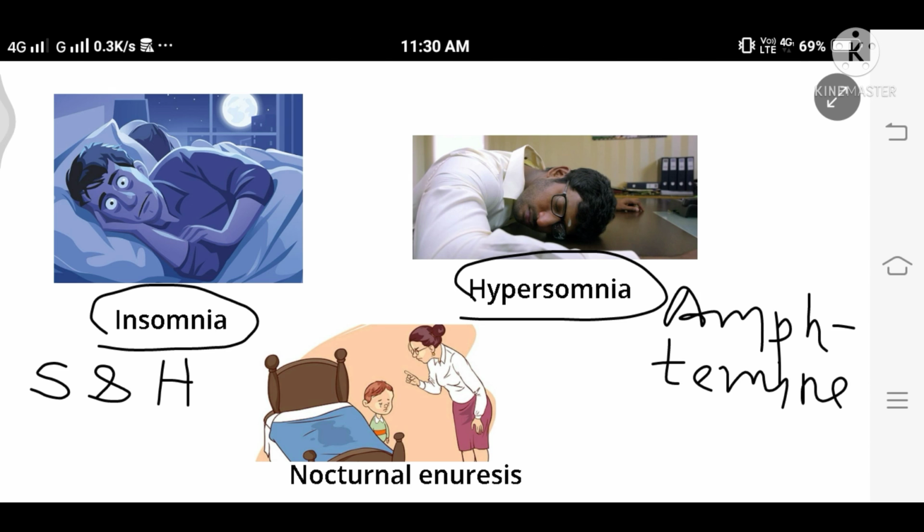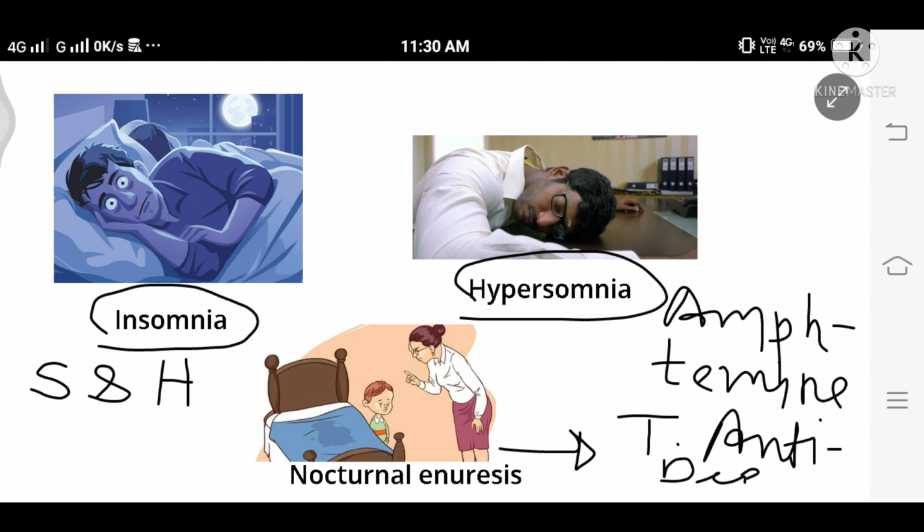Now, the patient with nocturnal enuresis, mostly seen in the child. We also call it bedwetting. Which drug should you give in it? We should give tricyclic antidepressants. Remember, tricyclic antidepressant. You may note about it.